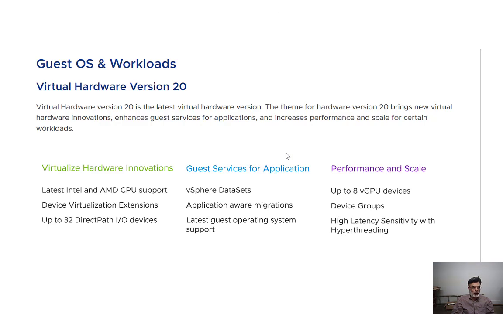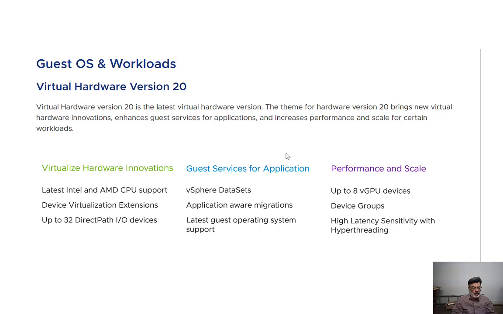Now, what is new in VMware 8.0? The virtual hardware version is 20. In the new version we now have hardware version 20, which is the latest virtual hardware version. The theme of hardware version 20 is to bring new virtual hardware innovation, enhance guest services for applications, and increase performance and scale of certain workloads. With this upgraded version, we categorize it into three categories: one is virtualized hardware innovation, the second is application guest services, and the third is performance and scale.